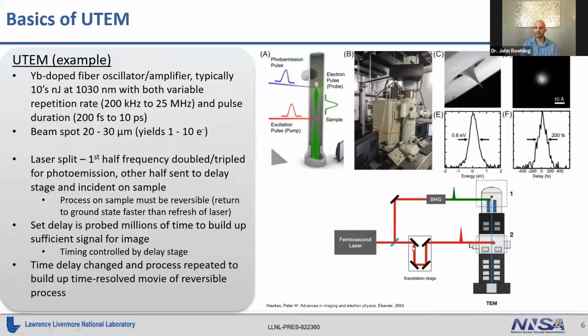The second half of the laser you then send through a translation stage, and this introduces an extra path length for the laser beam, which introduces a delay, and that's how you set your time delay for your experiment. So you excite your sample with this lower laser beam, you probe it with your electron, and then the sample returns to its ground state.